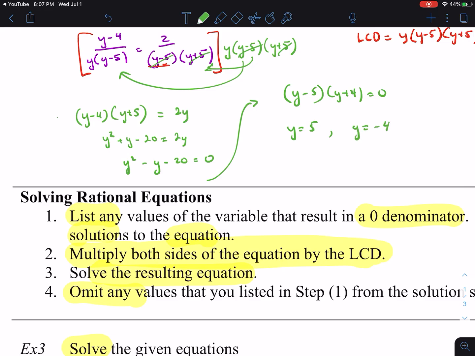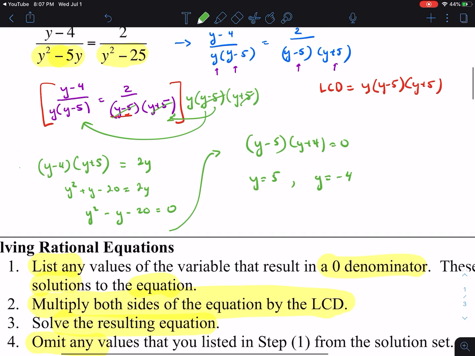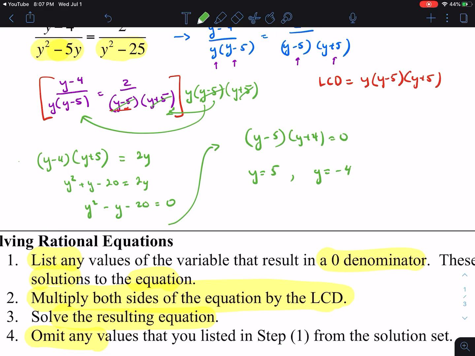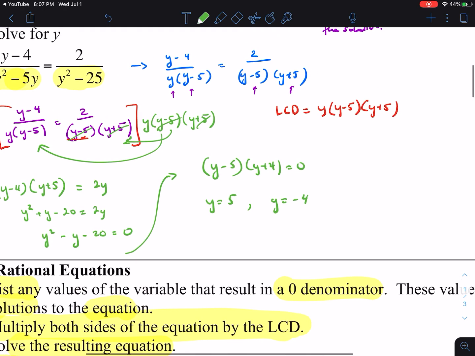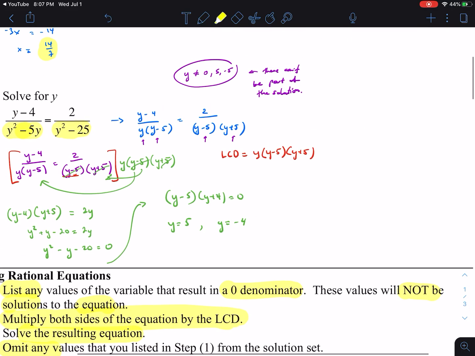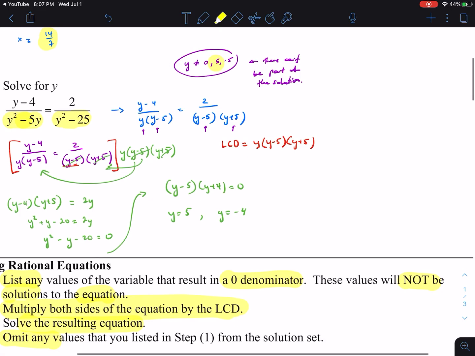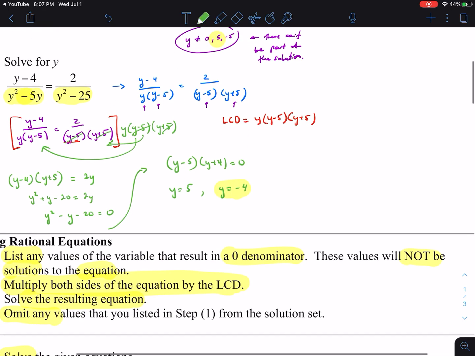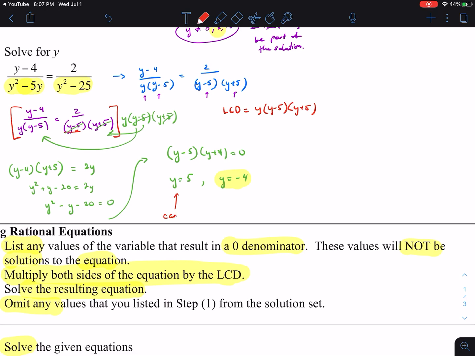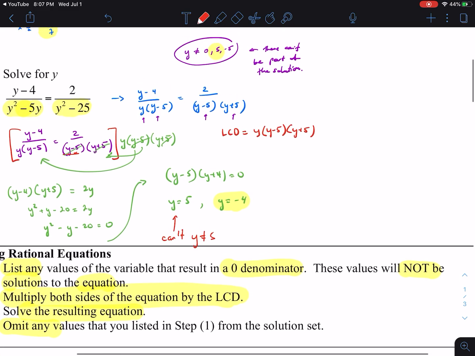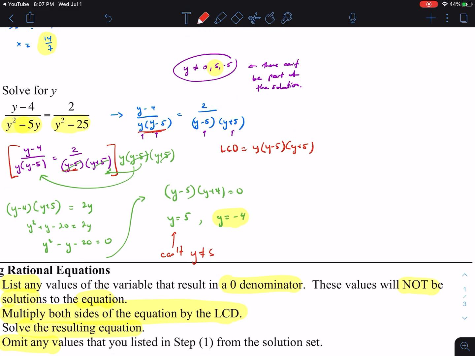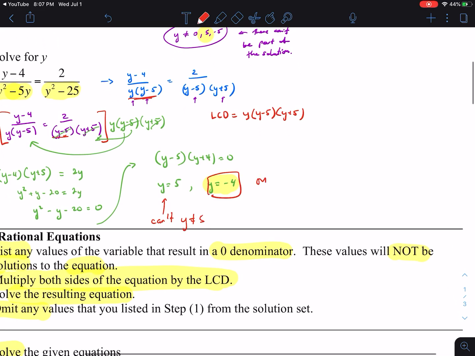We solve these two factors and we get two answers, y equals 5 and y equals negative 4, and then we go back to the omitted values. One of the omitted values was 5, which can't be part of the solution. So this one here is a solution, and this one is a bad one: y can't equal 5, right? Because it makes the denominator undefined up here when you plug in 5. So this is the only solution. I'll let you check that on your own.